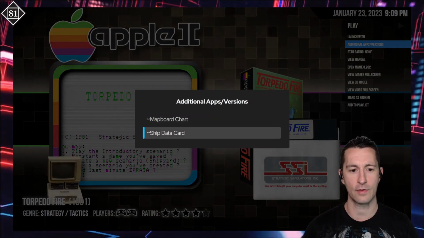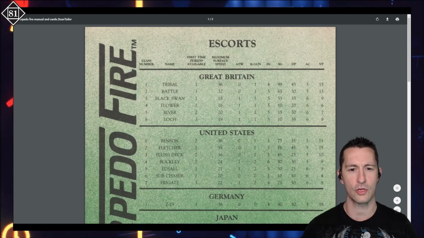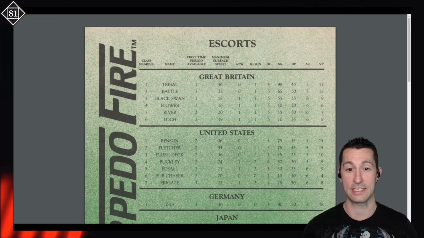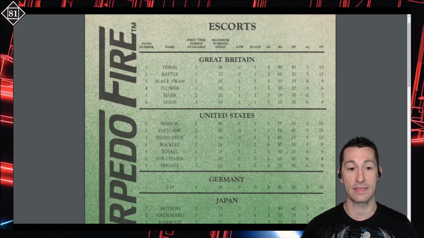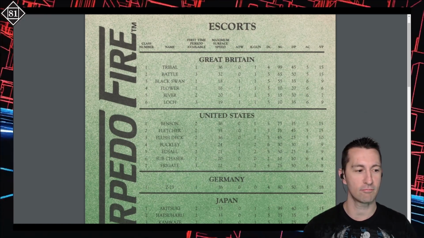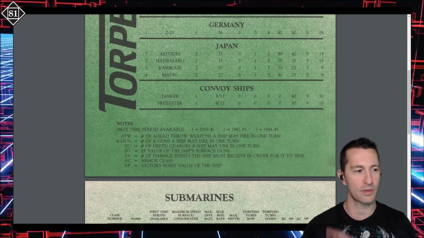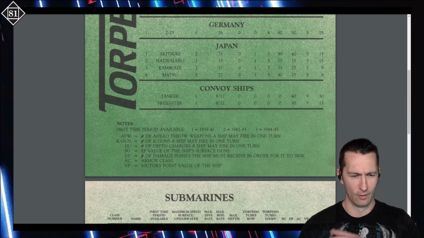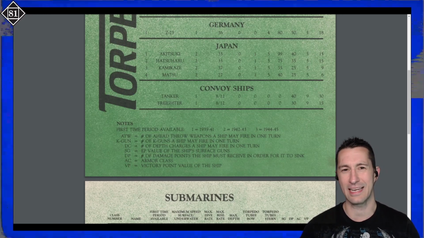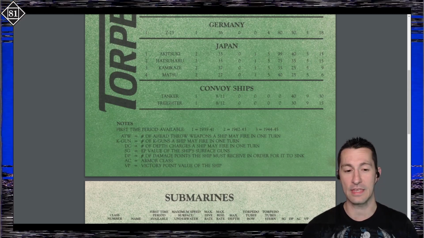And the other thing we also have is a ship data card, which just breaks down, you can see here the types of ships that are in the game. United States, the Benson, for Germany, Japan, and convoy ships. And then you can see down here in the bottom notes, they show what all the different abbreviations are, because this is 1981. They're not going to give you the full name of these ships.